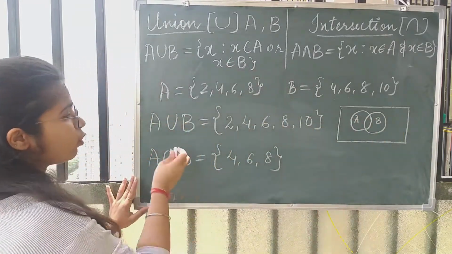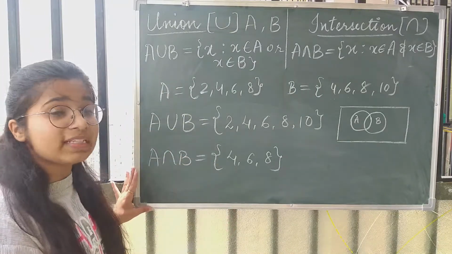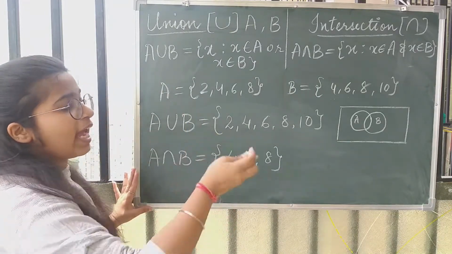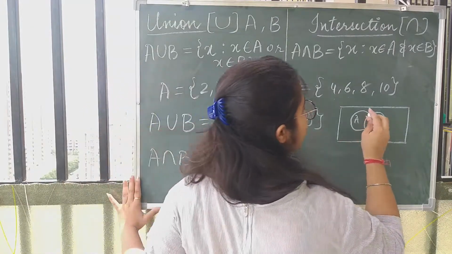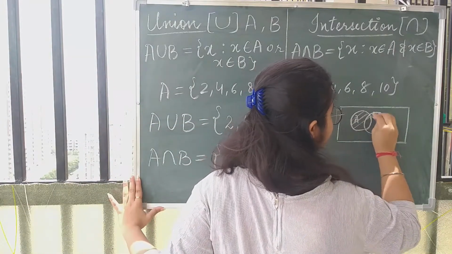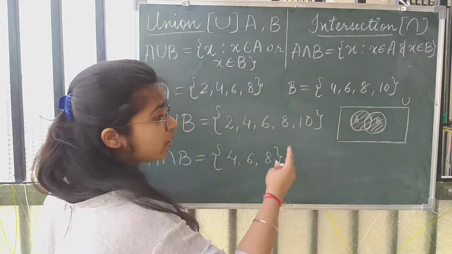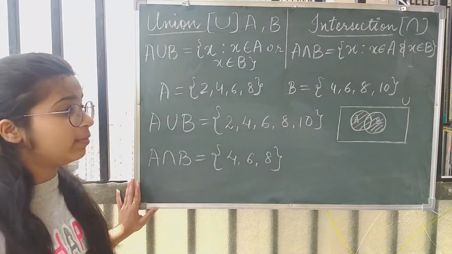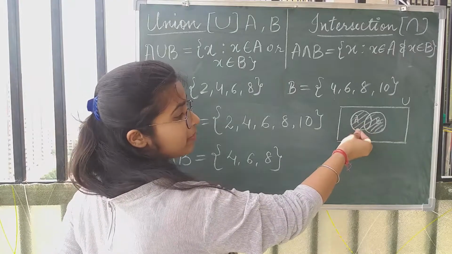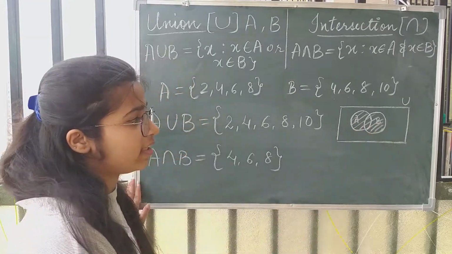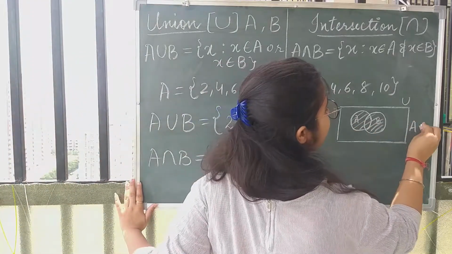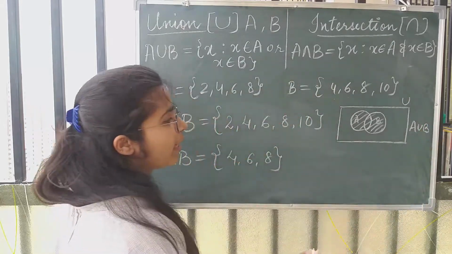Now you have to show A union B. That means all the elements of A and B together. So we shade this region. So this region shows A union B, क्योंकि इसमें आप देख सकते हो इसमें A के भी सारे elements आ रहे हैं और B के भी सारे elements आ रहे हैं. So this is how you show A union B using a Venn diagram.